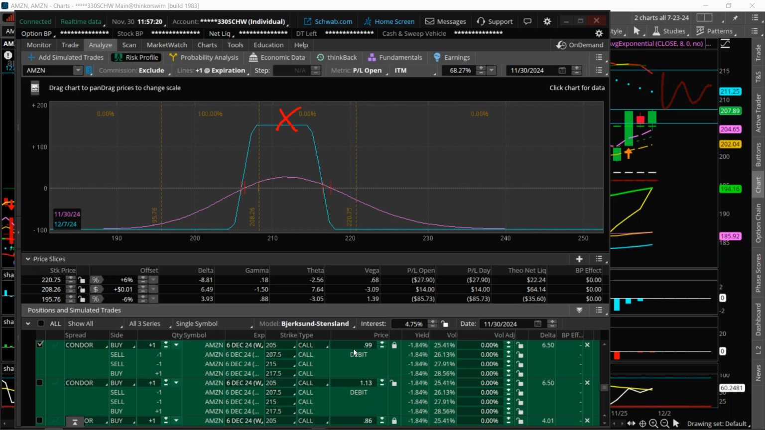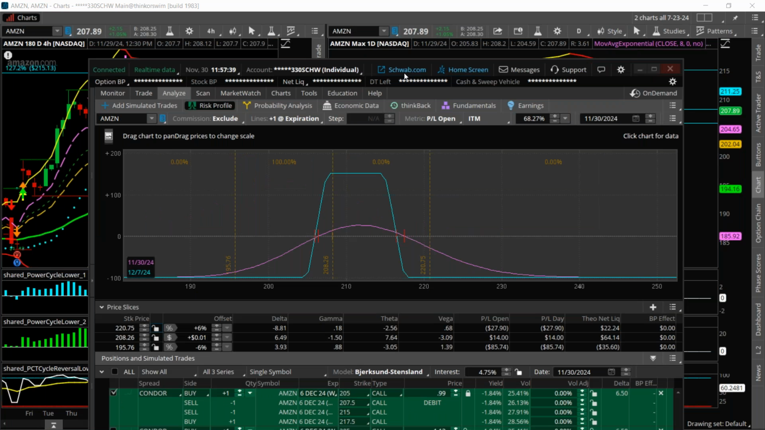All right, so currently this is up a little bit, so we had a pretty decent entry. And next Friday, if it stays in this side of the condor spread, this will make 151 bucks. So it's about 150% return potential on that. All right, so that's one we just set up.